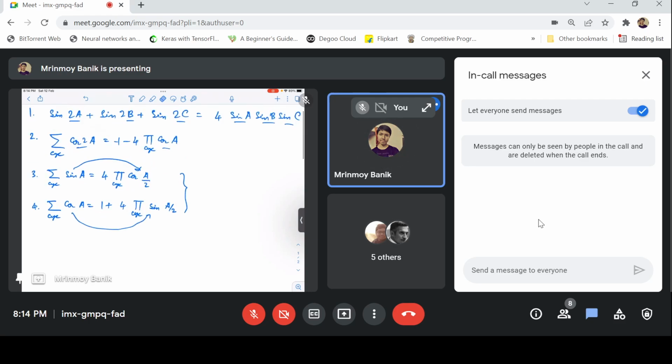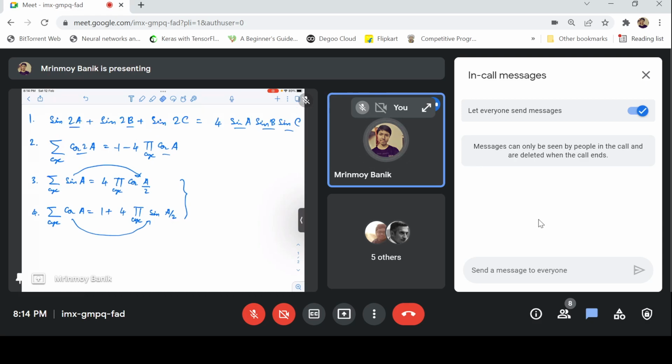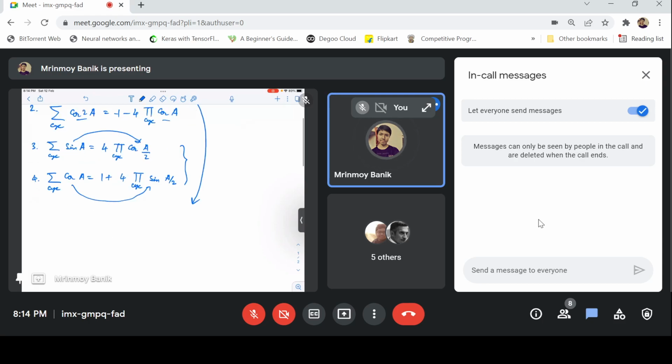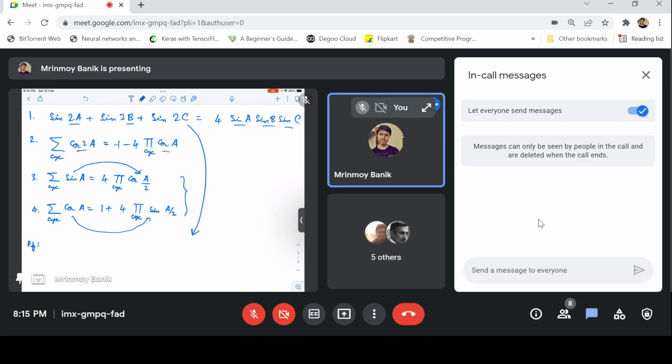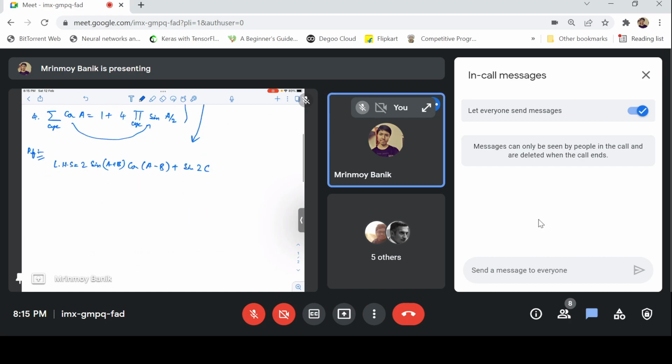So I will prove one of these. Let's prove the first one. Sine 2A plus sine 2B is 2 sine (A plus B) times cos (A minus B), plus sine 2C. This is the LHS, I mean. So A plus B is pi minus C, and sine of pi minus C is sine C. So sine C cos (A minus B) plus sine 2C.